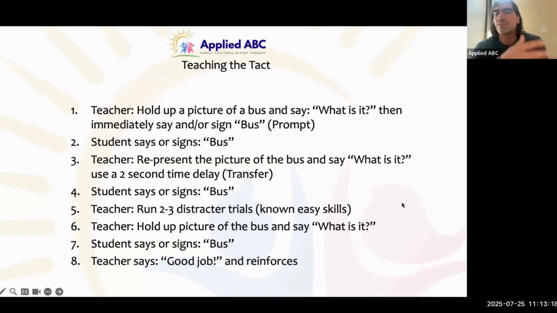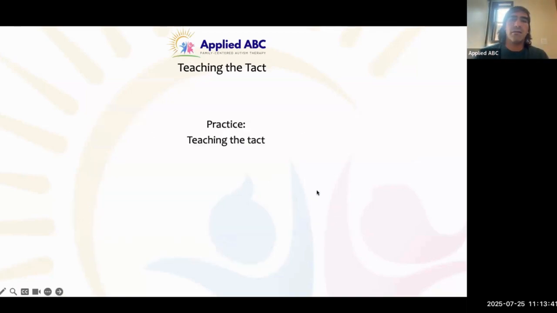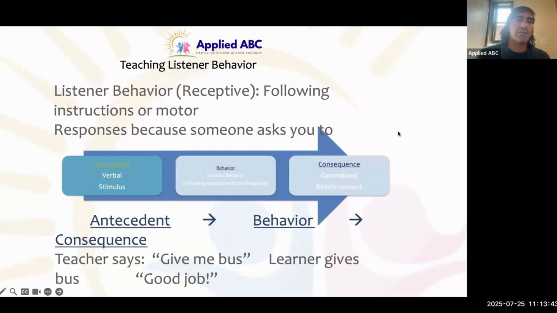Another example of a distractor, because they're talking about behavioral momentum here, is where you ask them to do things you already know they know how to do. Generally, once you give a kid a few successes in a row, they're more likely to do the more difficult skill successfully when asked. So then hold up a picture of a bus and say, "What is it?" They say bus, and then you give reinforcement.